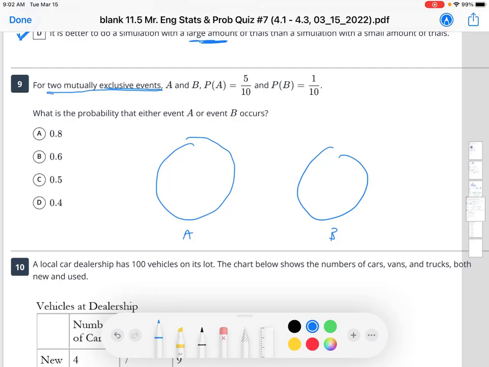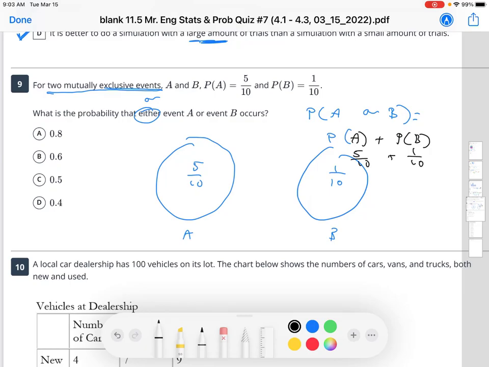That's the idea here. Probability of event A is 5 out of 10. And probability of event B happening is 1 out of 10. What is the probability that either, so that would be or, probability of event A or B happening, which is equal to the probability of A plus probability of B. So probability of A is 5 out of 10 plus 1 out of 10. You add the numerators, and you're going to get 6 out of 10, which I don't see any fractions over there, so that would be 0.60. B is our correct answer.